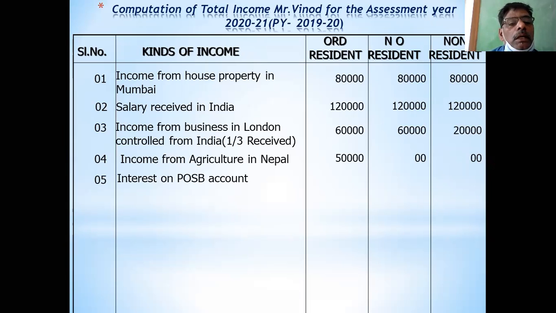In the previous class, I told 4 clues. Have you remembered those? What are the 4 clues I told you regarding the kinds of income? Is there any word regarding received in India? Is there any word earned in India?